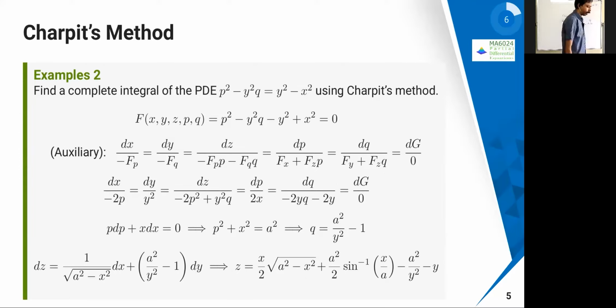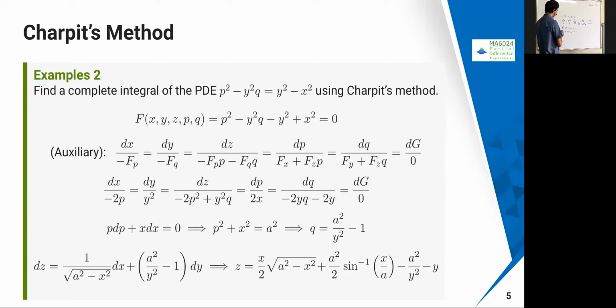Similarly, the second equation. We did not discuss the second equation in the last class, so we'll discuss it today, and then we'll go to the next one. I have the equation as p square minus y square q equal to y square minus x square. I need to convert it into this form. Therefore, I am going to get p square minus y square q minus y square plus x square equal to 0.